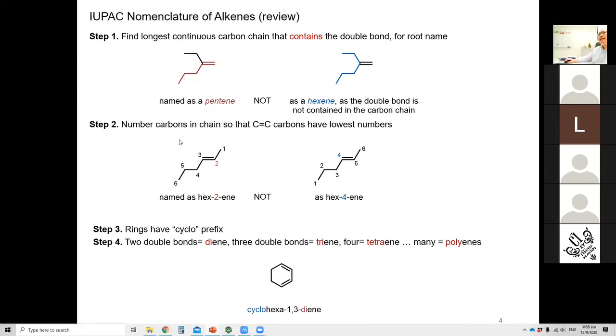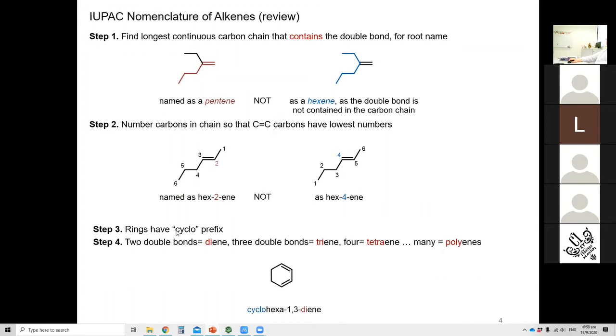Okay, and step 2 is that you number the carbons in the chain so that the double bond, which is what we care about, has the lowest number. So for this linear molecule, you can either put the number 2 on the alkene, or you can put the number 4 on the alkene. They're the same molecule. But what we do is put number 2, because we want the C=C double bond to have the lowest number.